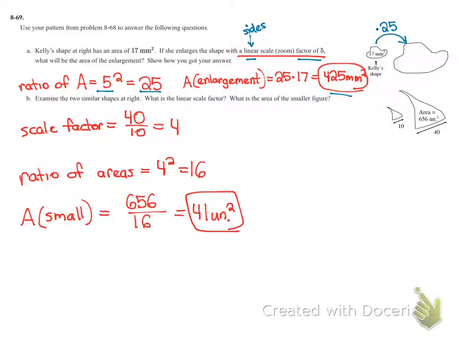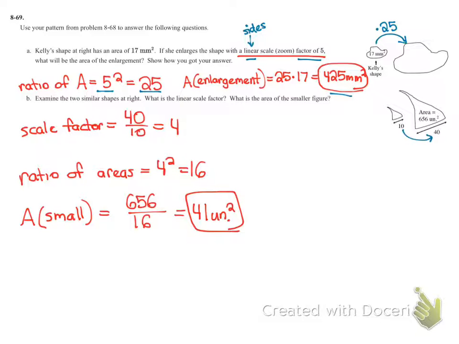All right, so let's look at part B. It says, what is the scale factor and then what is the area of the smaller. It gave us 2 side lengths, so we can find the scale factor pretty easily by just comparing side lengths. So that would be 40 to 10, which is 4.